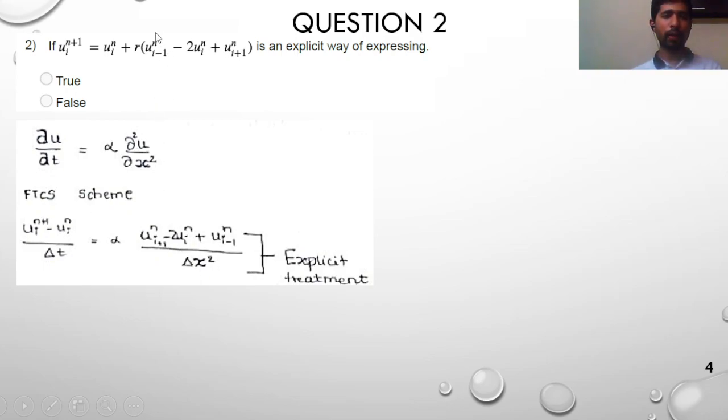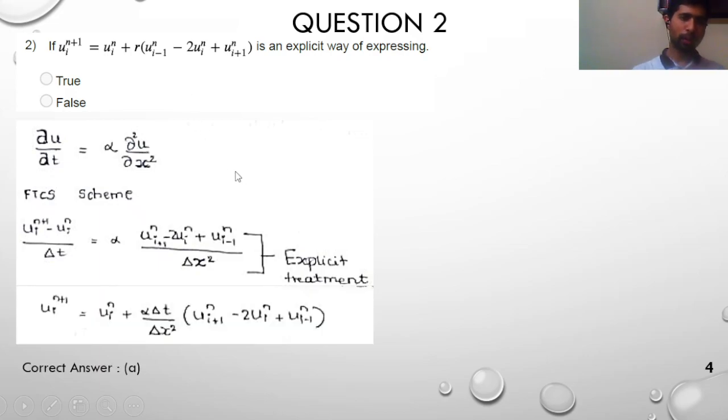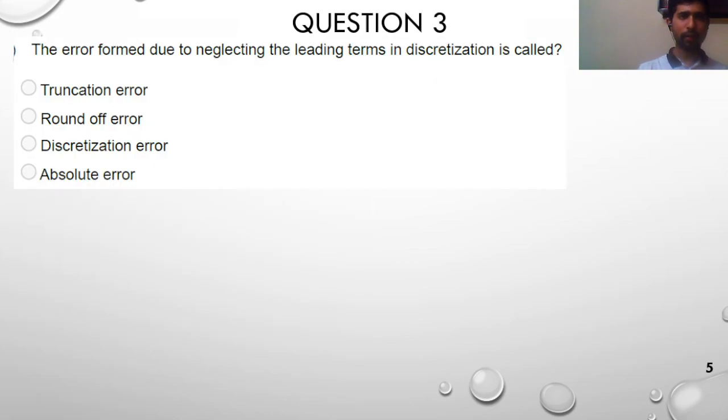Now you can see that the time level is n here, it's not n plus 1, so it's an explicit treatment. If I had written n plus 1 here, that would have been an implicit treatment. Since there is only the n time level, it is an explicit treatment, and so the option is correct. I hope this is understood. If there are any queries, just write them down in the chat box.